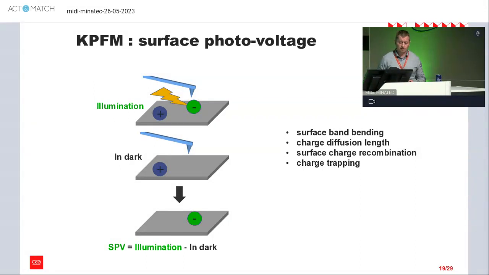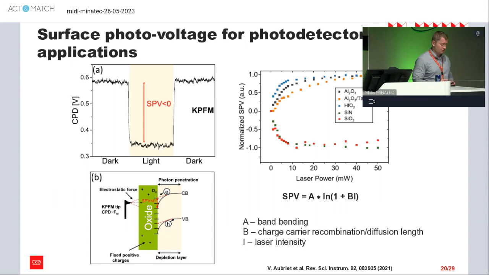we can have information from this parameter about surface band bending, which is linked to charges on the surface, or some dynamical processes of charges, for example, recombination of charge or charge trapping. This I will describe a little bit later. But to show the utility of surface potential, I show here the measurement on silicon substrate with different passivations.